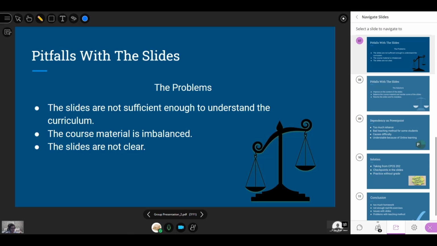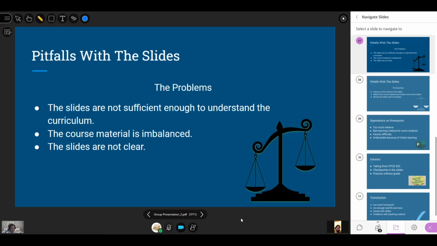Okay. Some of the pitfalls with the slides. The slides had some pitfalls, including that the slides were not sufficient to understand the curriculum. For example, the numeric system and the conversion between hexadecimal, decimal, and octal. The slides did not make the students fully understand. Some of the students had to watch some videos on Google to know how to do the conversions by themselves.